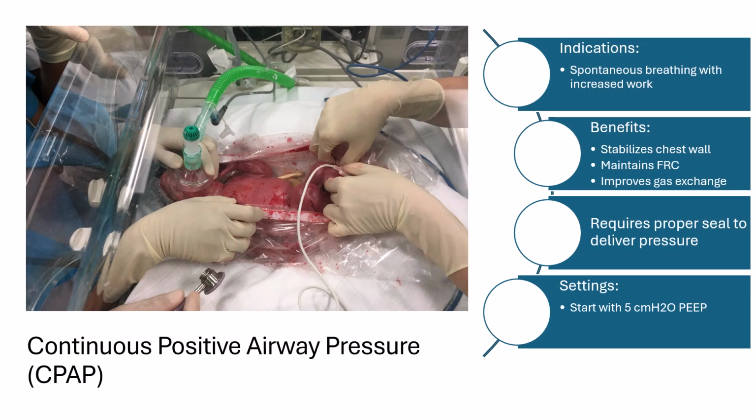Continuous positive airway pressure, or CPAP, is indicated for spontaneously breathing babies with increased work of breathing. The benefits include stabilizing the chest wall, maintaining functional residual capacity, and improving gas exchange. CPAP requires a proper seal to deliver pressure effectively. Start with a PEEP setting of 5 centimeters of water and adjust as needed. CPAP can be particularly helpful for preterm infants who have poor chest wall stability and surfactant deficiency.